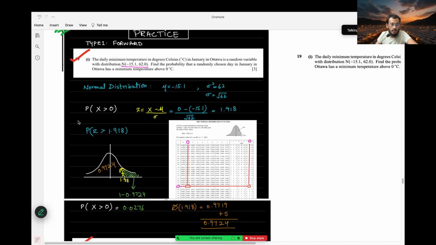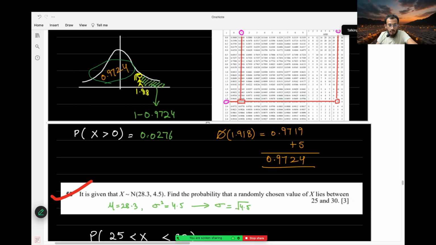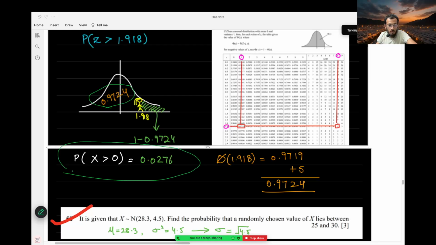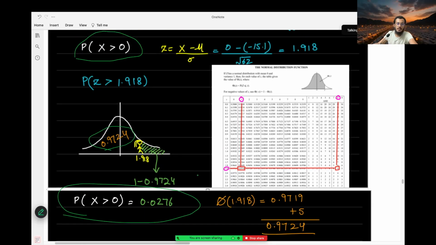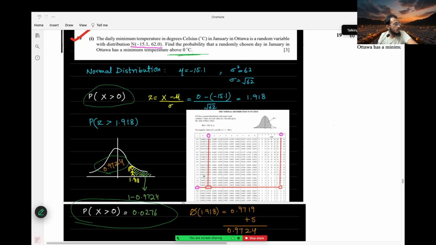They wanted us to find the probability x is greater than 0, above 0. So you find the table value which gives us the left side of it, and we have to subtract it from 1 to find our final answer to be 0.0276. My bad. You understand the mistake now?